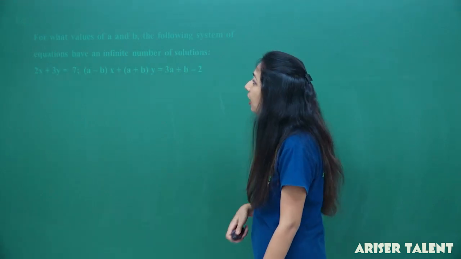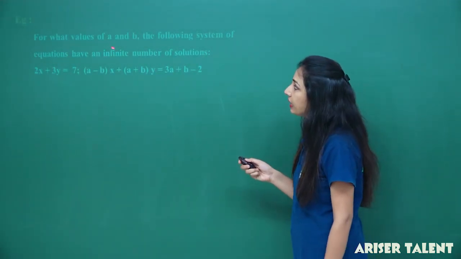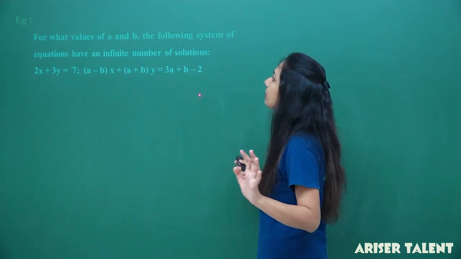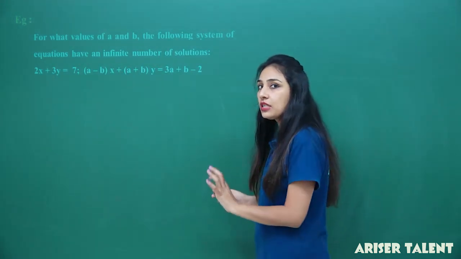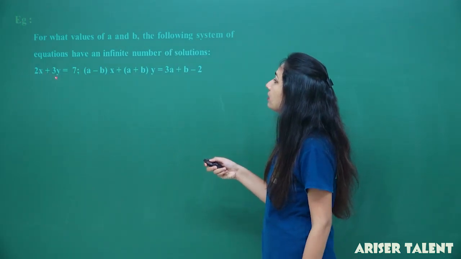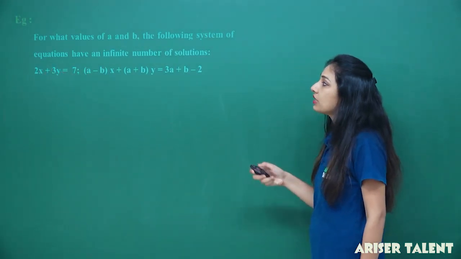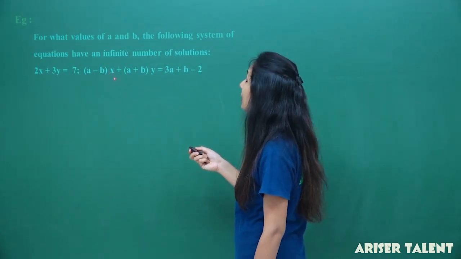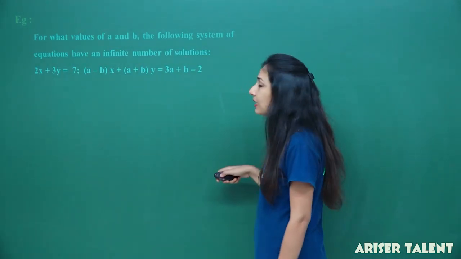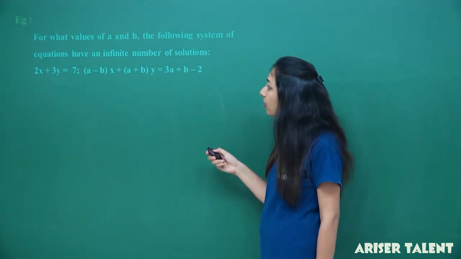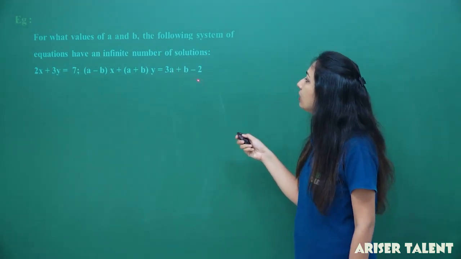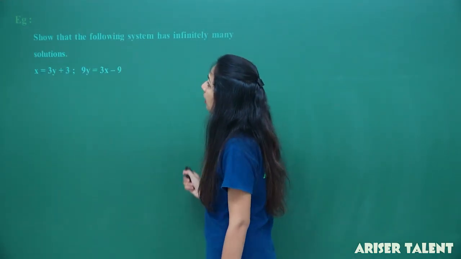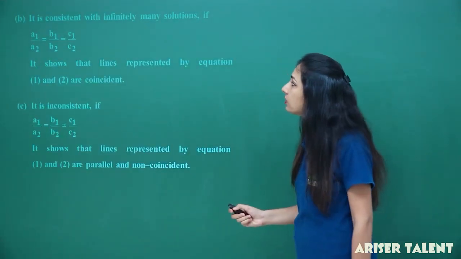And here's the question. For what values of a and b does the following system of equations have an infinite number of solutions? The equations are given: 2x plus 3y equals 7. This is the first one. Then (a minus b) multiplied by x plus (a plus b) multiplied by y equals 3a plus b minus 2. This is the second equation. Now students, you should have a recall of this.